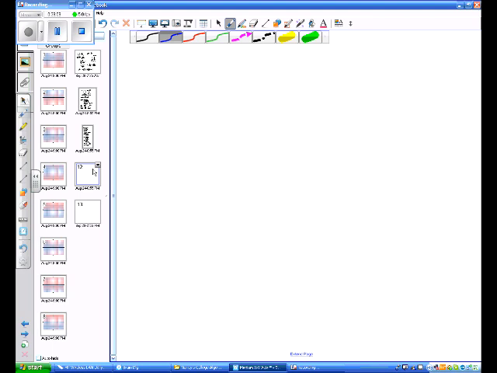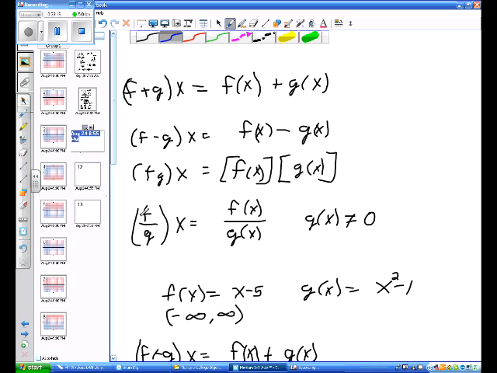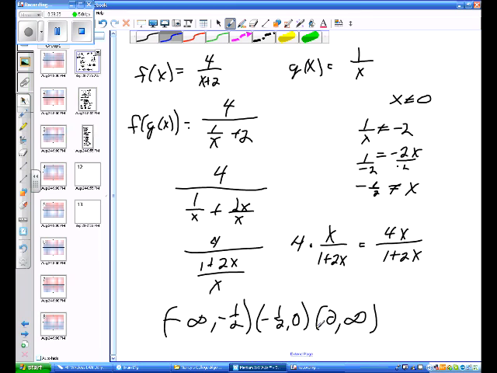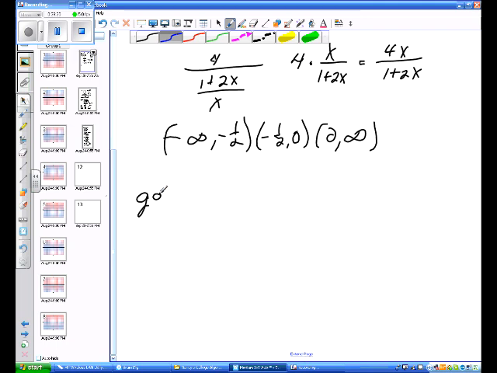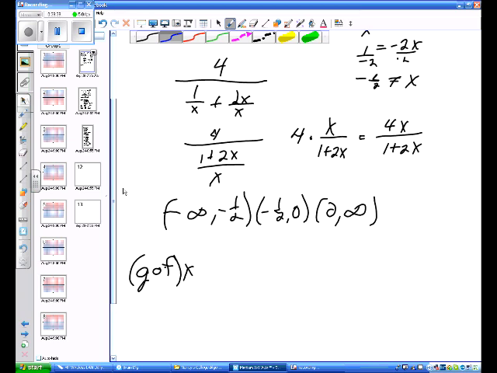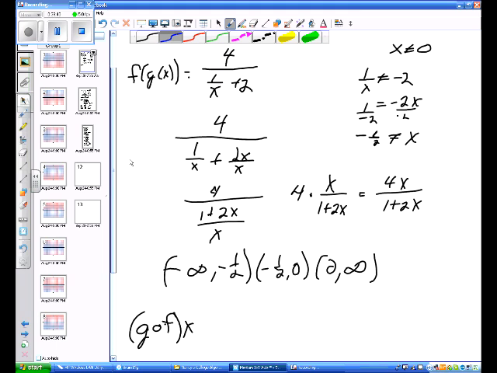Let's just go through that same one. Let me go back to it. Maybe, okay, here it is. And let's instead do g of f of x. Well, in this case, what we have to do is consider, first of all, our f of x and what it could not be.